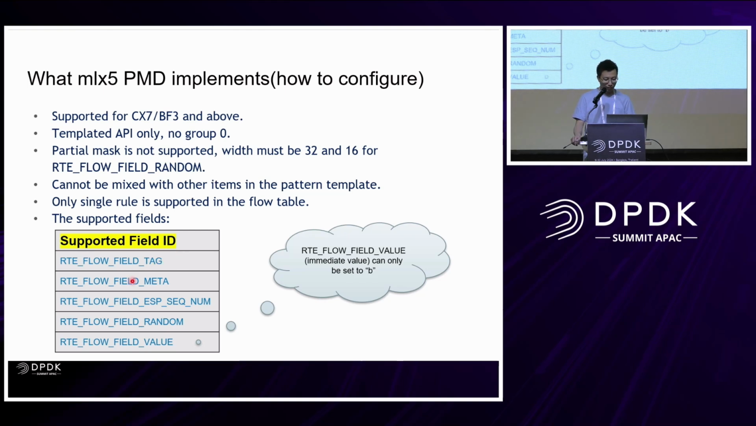Only tag, metadata, ESP SEQ number, and random and value. And if you want to compare, for example, the tag with a value, then just remember that this immediate value should be set to the B field. Okay.